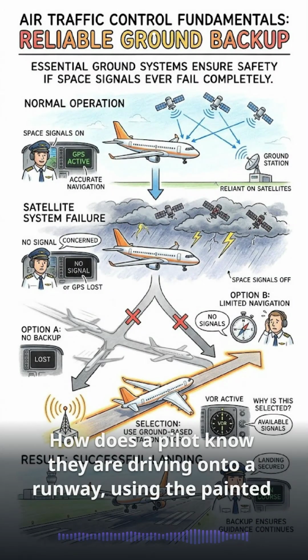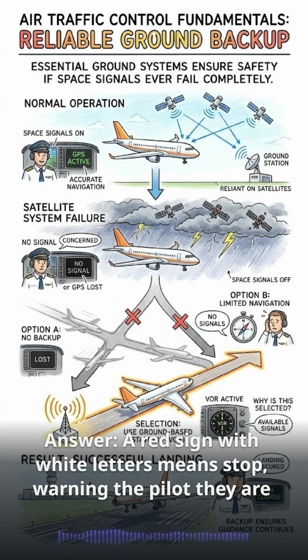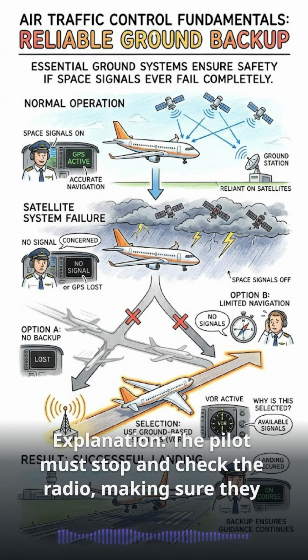38. How does a pilot know they are driving onto a runway, using the painted red signs? A red sign with white letters means stop, warning the pilot they are entering the active runway. The pilot must stop and check the radio, making sure they have clearance to enter the runway.